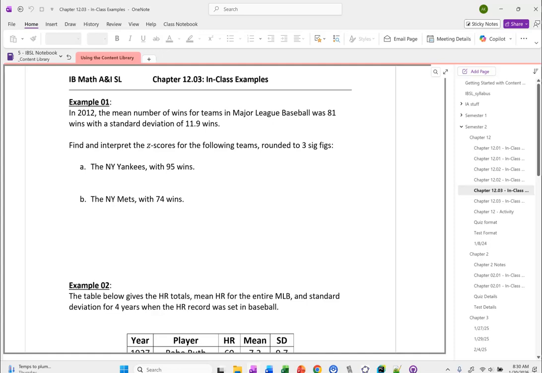So the first question says, in 2012, the mean number of wins for teams in Major League Baseball was 81, with a standard deviation of 11.9 wins. Find and interpret the z-score for each of the following teams, rounded to 3 significant figures. So to do this, you have to remember the z-score formula. What the z-score formula does is it allows you to compare observations that are made under different conditions.